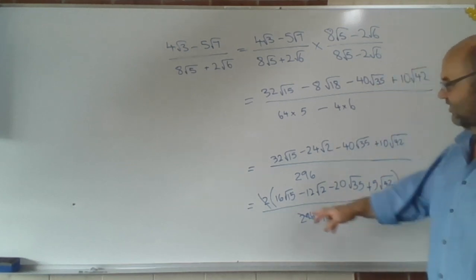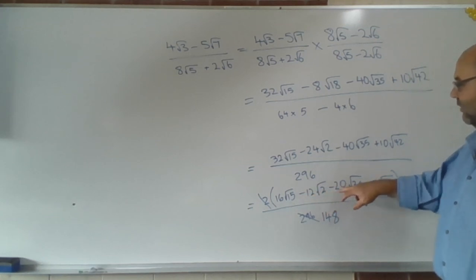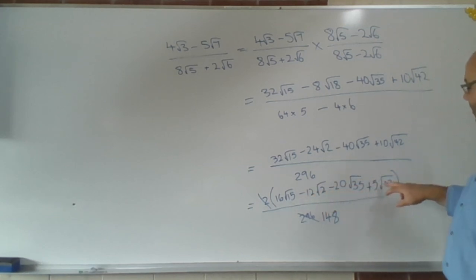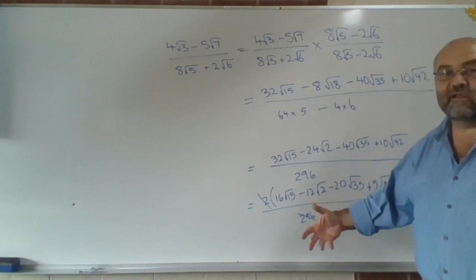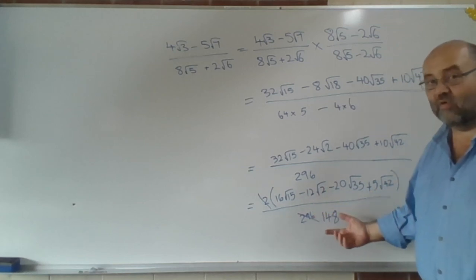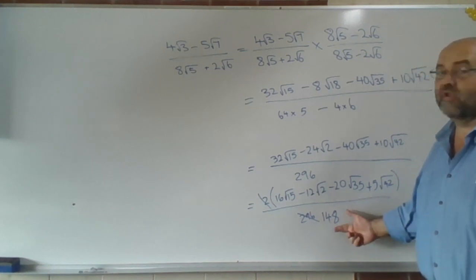So our final answer is 16 root 15 minus 12 root 2 minus 20 root 35 plus 5 root 42. Big, ugly numerator, but I don't care because look, I've got a nice, simple, rational denominator. And that was my goal.